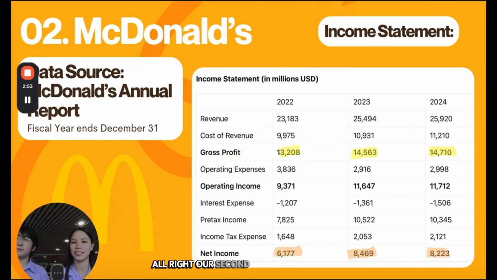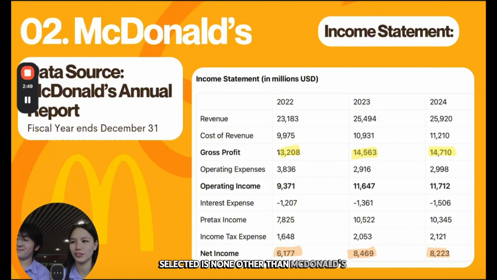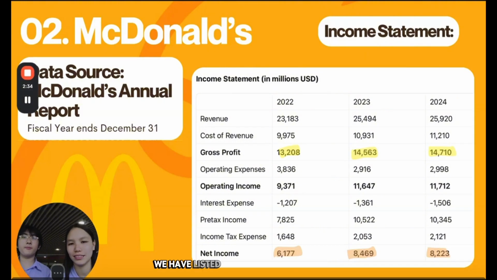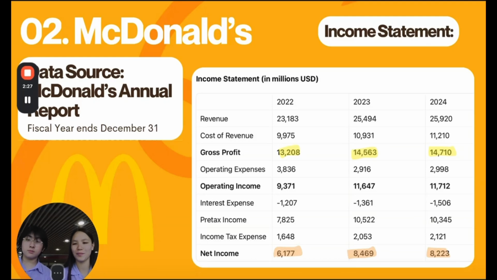All right, our second business that we have selected is none other than McDonald's. We have gathered our data from McDonald's annual report, and the fiscal year ends in December 31st. So this is our income statement. We have listed out all of these categories, and the highlighted ones are the big numbers.